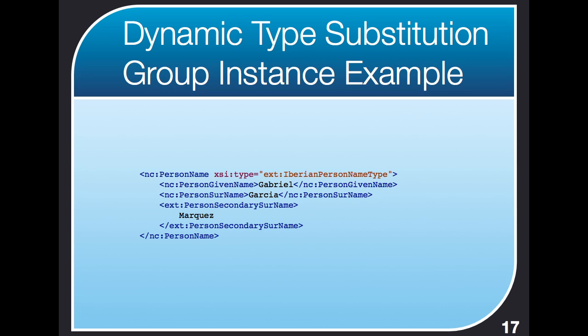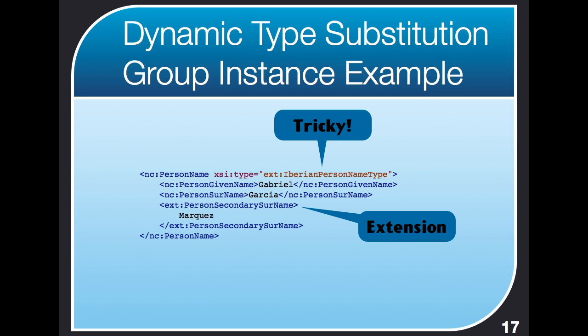We did make a new Iberian person name type though, and that's this little xsi:type equals, and then there is our new type name that we made, the Iberian person name type. This suddenly, in the instance document, changes the type for person name into a different type. It's no longer person name type, it's now Iberian person name type, which means it can now hold our extension at the bottom there, person secondary surname. So, ta-da! We only have one actual extended element in this instance document.